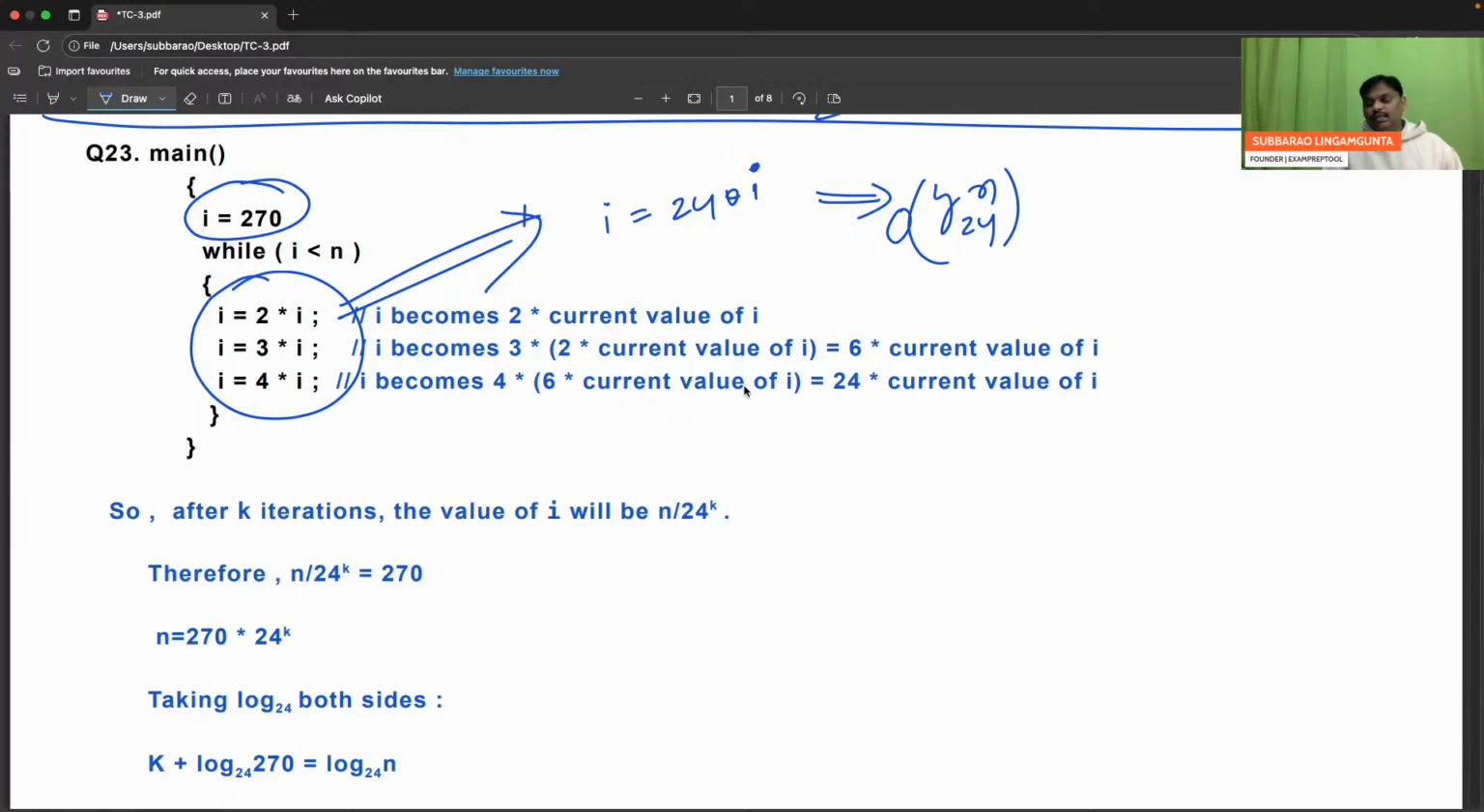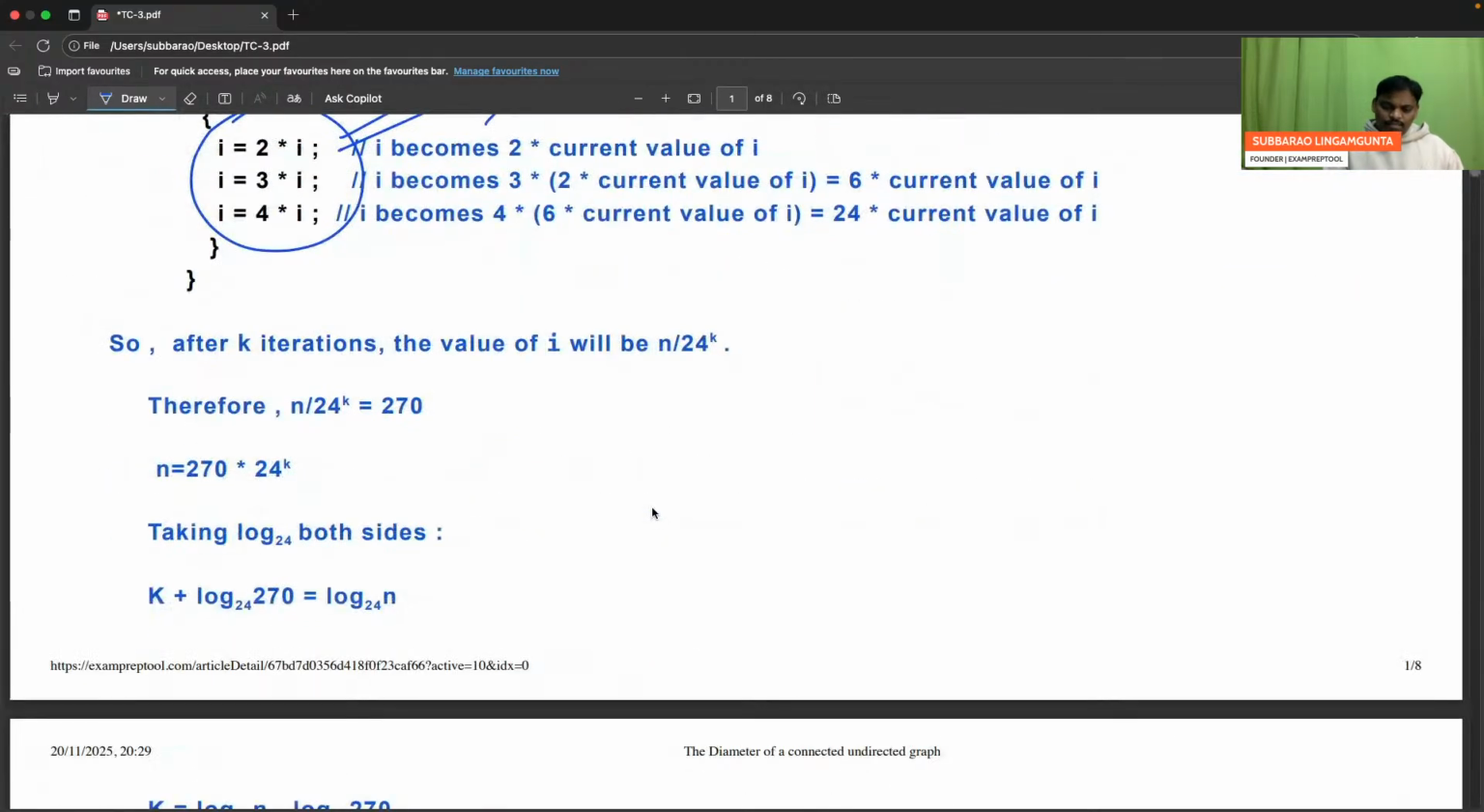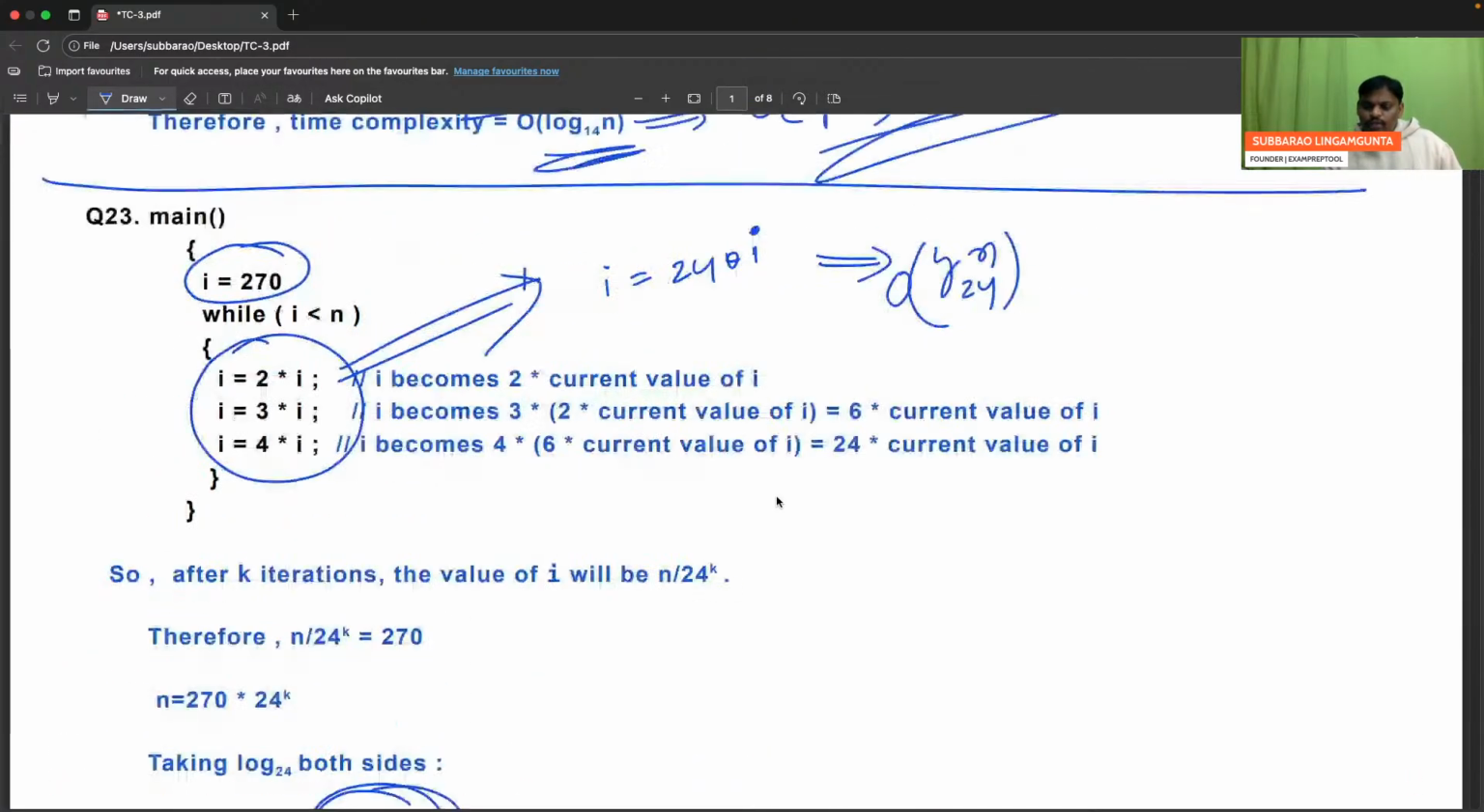If you see the series, something like it is coming, right? 24 power 1, 24 power 2, and so on. 24 power k will come, right? Something like that. So finally log n base 24 will come. Every time proof is not required. If you really require it, do it in a similar way to whatever I did for the previous problem. How? If you want, you can check.